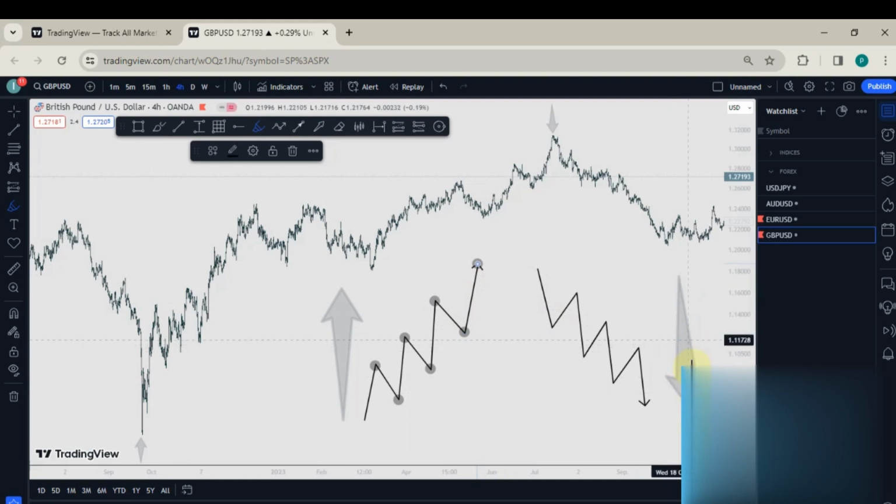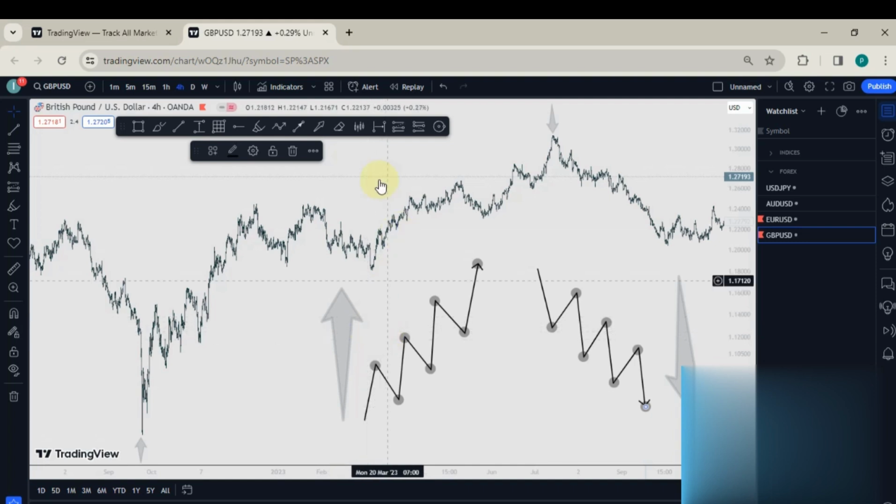And focusing on the down arrow, we have what? Our lower low, our lower high, our lower low, and our lower high, and our lower low, and our lower high. And we are expecting a new lower low. So guys, understanding our swing points will help us identify what direction the market is moving in.